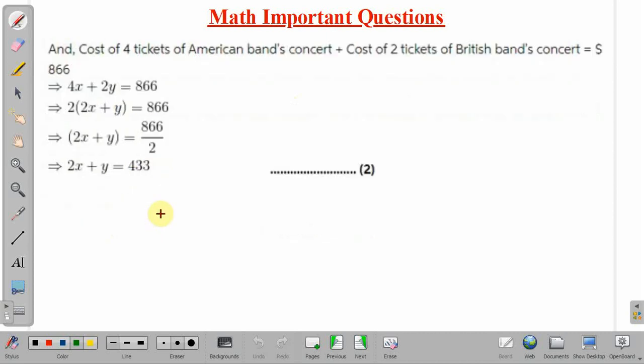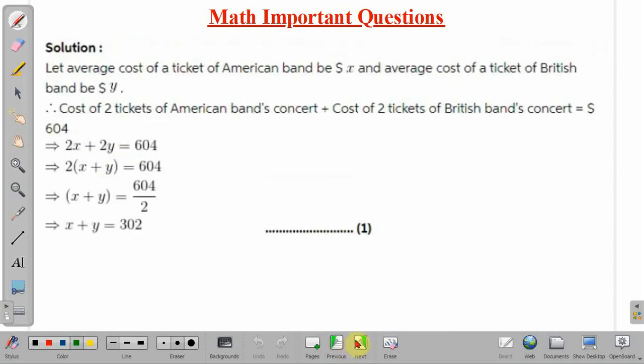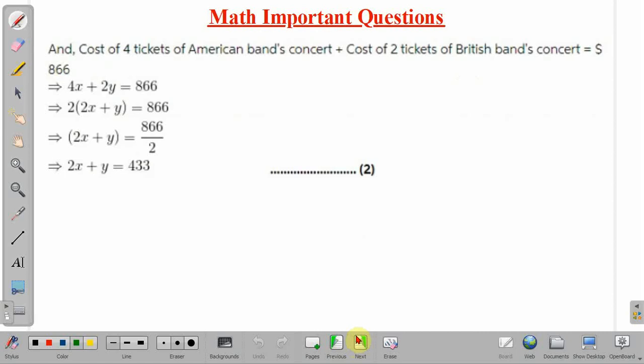And next information is given, cost of 4 tickets of American band plus cost of 2 tickets of British band is equal to $866. So we will get 4x plus 2y equal to 866. Dividing both sides by 2, we will get 2x plus y equal to 433. Now we have to solve equation 1 and equation 2. So we can use elimination method.